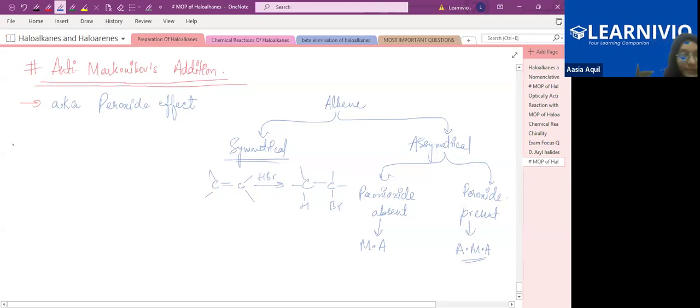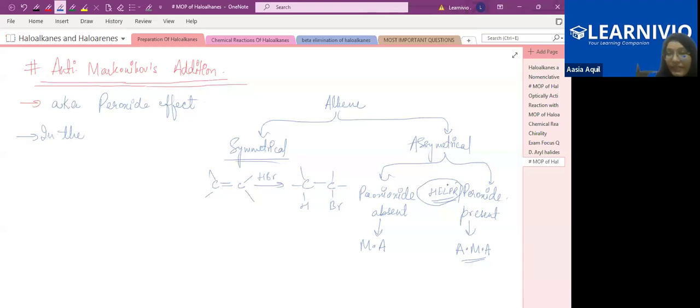Now, what do you mean by anti-Markovnikov addition rule? Just write it down. It occurs in the presence of peroxide or helper, H-E-L-P-R. As I told you, this is the trick to remember. If peroxide is absent, you can use any reagent from this helper list, like light, any radical, electricity, anything.